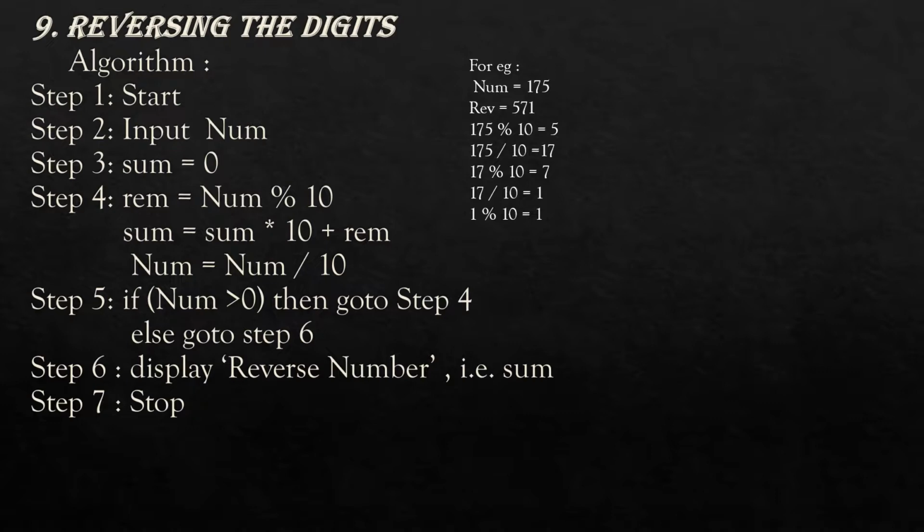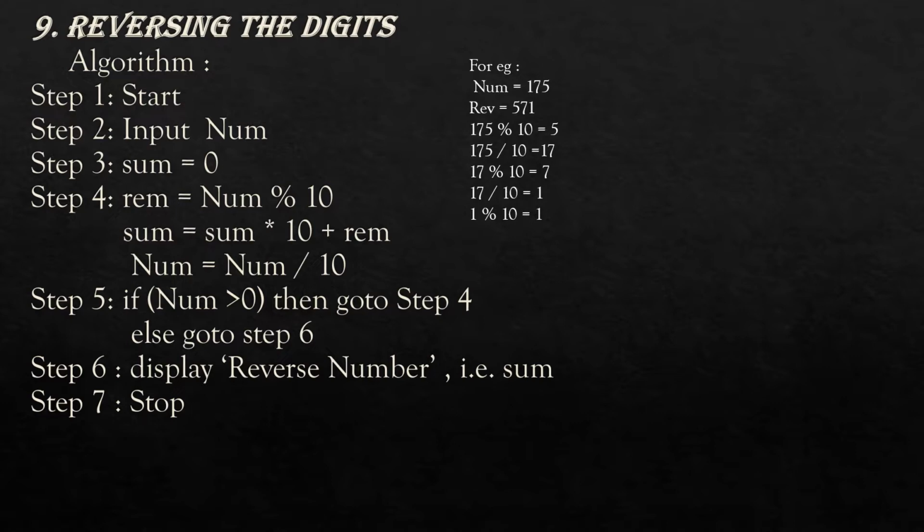Now step 4 is remainder equals num mod 10. Now number is 175. 175 mod 10 is 5. 5 will be stored in the remainder variable. Sum equals sum into 10 plus remainder. Now what is the sum? Sum is 0. 0 into 10 plus remainder 5. So 0 into 10 is 0 plus 5. So 5 will be stored in the sum variable.